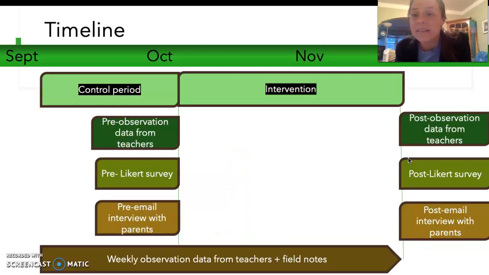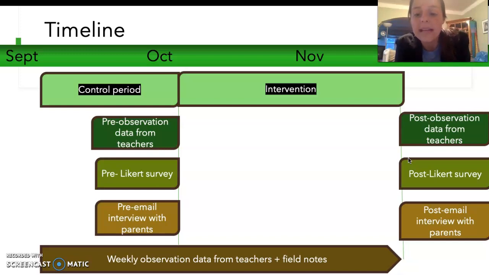All right, so let's go to this timeline here. As you can see, there is a control period lasting from September to the beginning of October. After that is when teachers will receive their pre-observation data forms, students will receive their pre-Likert survey, and parents will receive a pre-email interview. After that, we have the intervention, which I'll talk more about in just a second. That will go from the beginning of October until mid-November, so 6 weeks. After that, there will be a post-observation data intake from teachers, a post-Likert survey for students, and a post-email interview with parents.